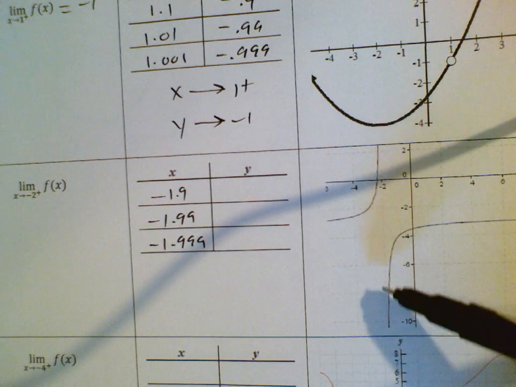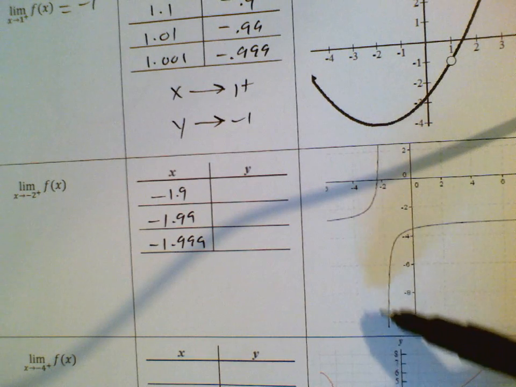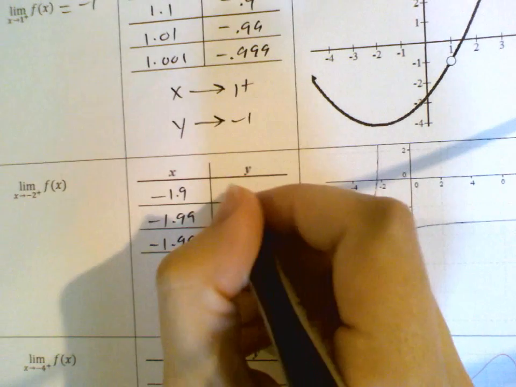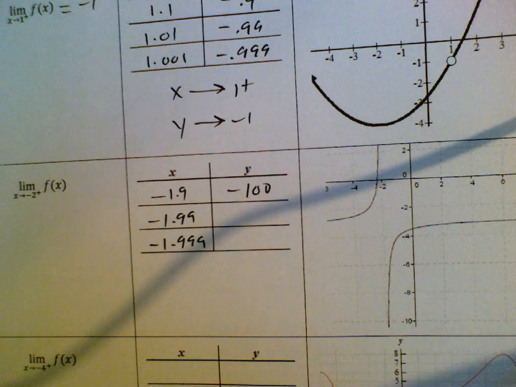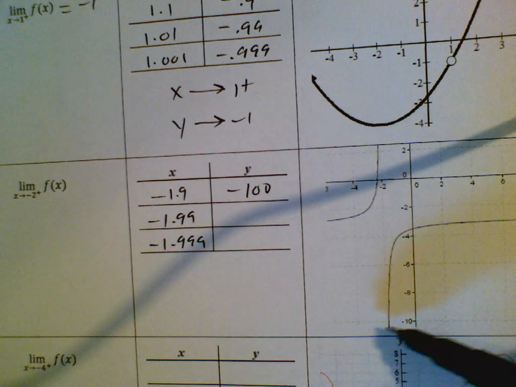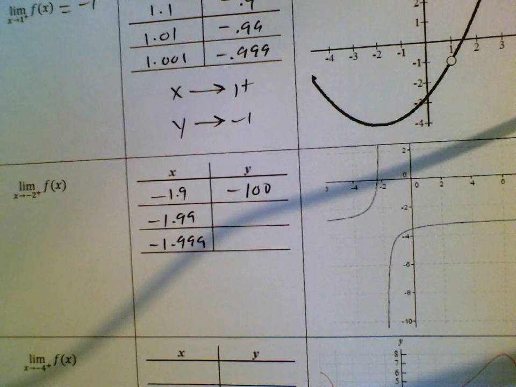So its y value, this is a very steep part of the graph. Its y value is going to be so low that we wouldn't even see it on this graph. So I'm going to estimate, just like I did yesterday for a similar example, -100. This part of the graph is extremely steep. It gets steeper the closer we get to that asymptote.